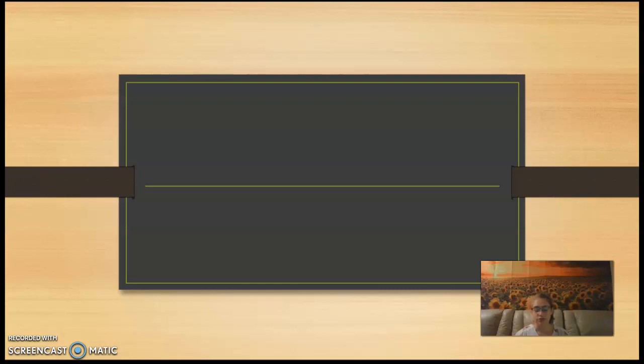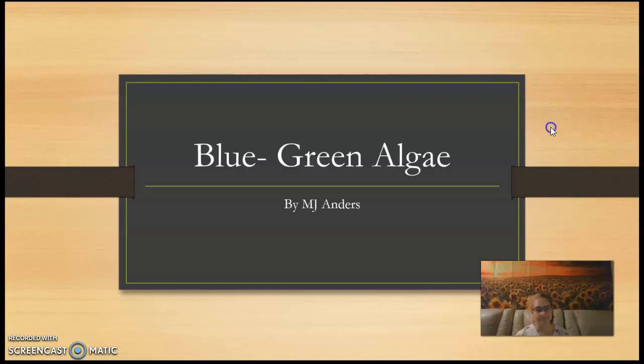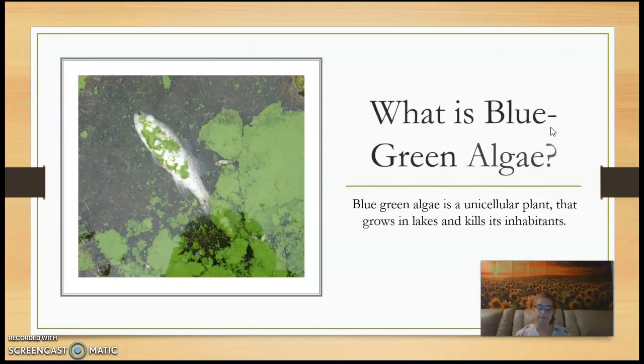You asked me to find out what is in our lakes that is killing our fish, as it's become an increasing problem, and it's about time we do something about it. Through my research, I found that one of the issues in our local lakes is something called blue-green algae. What is blue-green algae? Blue-green algae is a unicellular plant that grows in lakes and kills its inhabitants.